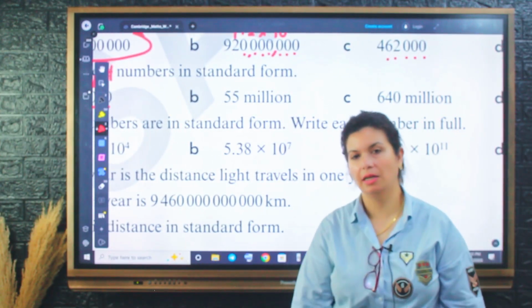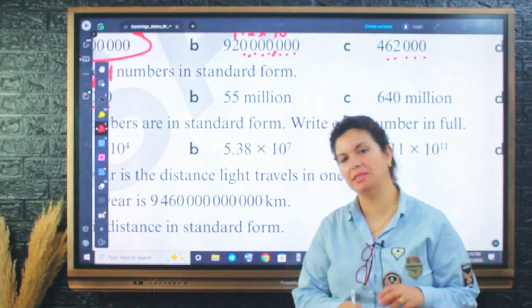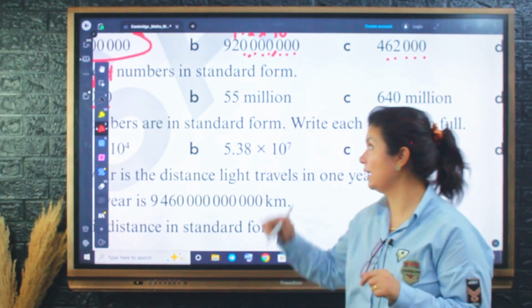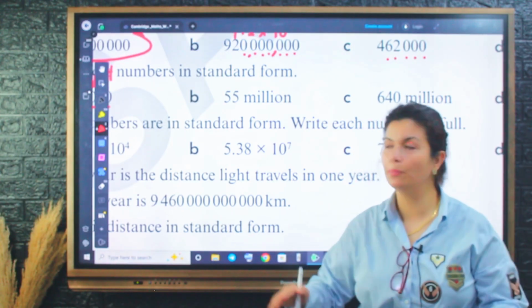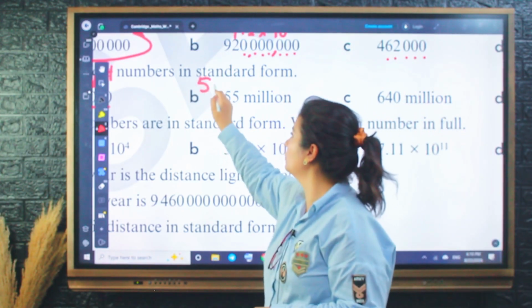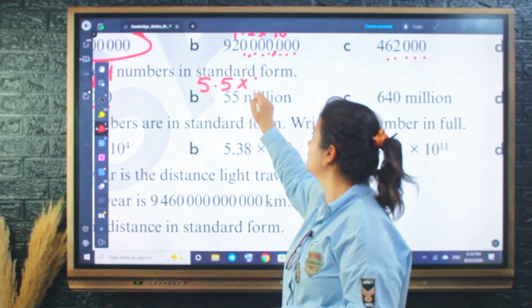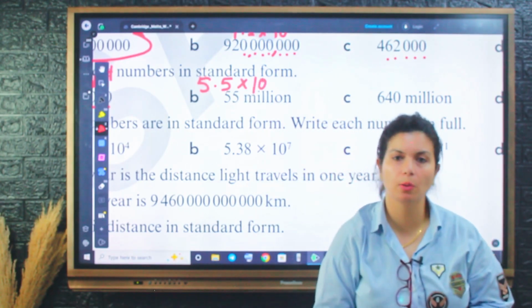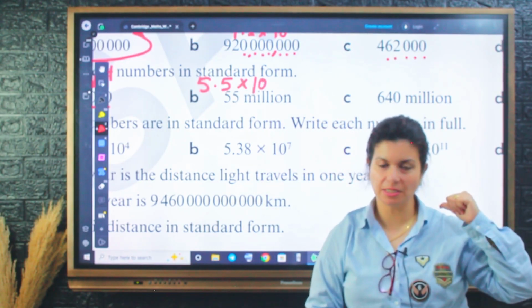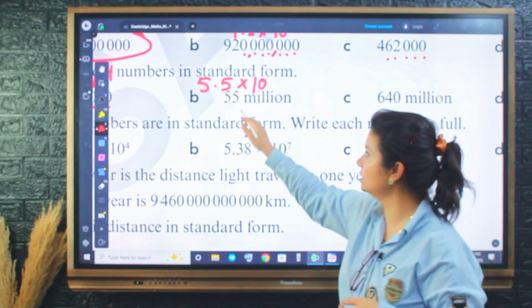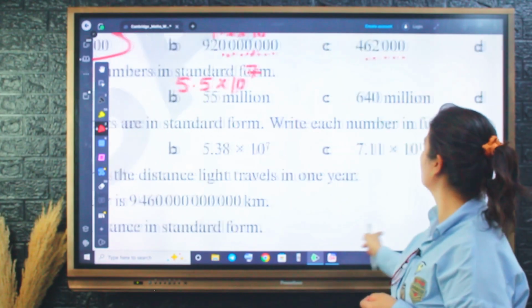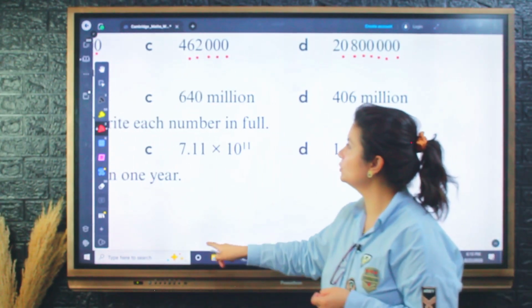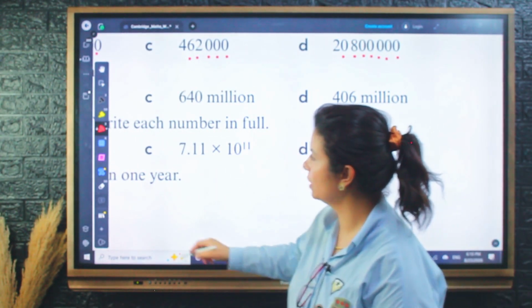55 million. And we know that a million has how many zeros? 6 zeros. And 55 itself, we put it in the form 5.5 times 10 raised to which power? We have a million, which means 6 zeros, and another place for the point here, so it's raised to the power 7. Okay, letter C, you can try to solve it by yourself. Try.